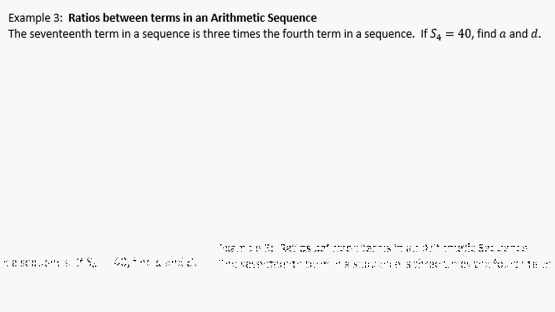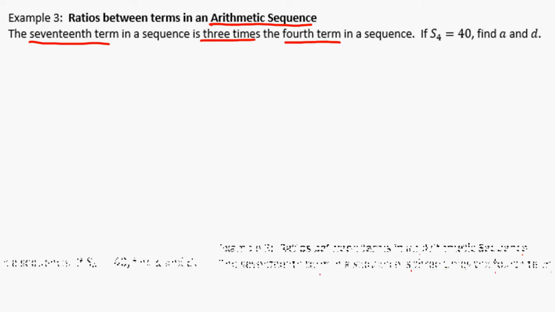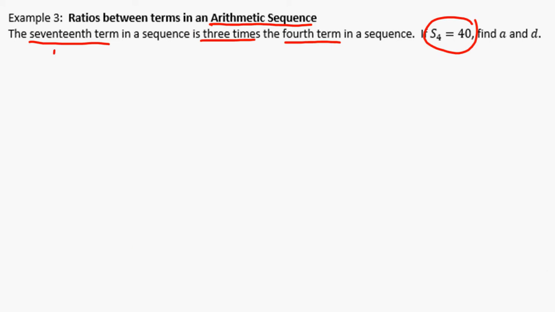Here we go. This is an arithmetic sequence. Let's highlight that because that's important. So I'm going to know I'm using D rather than R. The first one says the 17th term of the sequence is 3 times the 4th term of the sequence, and S4 is equal to 40. All right, so the 17th term, so that means T17, is 3 times the 4th term, T4. Well, what does that mean, Mr. Wills? This means this is 3 times this.